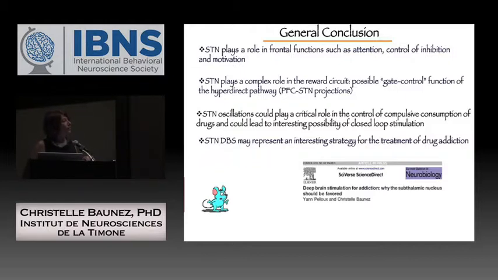So the general conclusion, and I don't know how I'm doing with time, but STN plays a role in frontal functions such as attention, the control of inhibition and motivation. It plays a complex role in the reward circuits as a possible gate control function of the hyperdirect pathway, possibly, that needs to be really further addressed. And we've seen that STN oscillations could play a critical role in the control of compulsive consumption of drug and could lead to interesting possibility of closed loop stimulation. And STN DBS may represent an interesting strategy for the treatment of drug addiction.